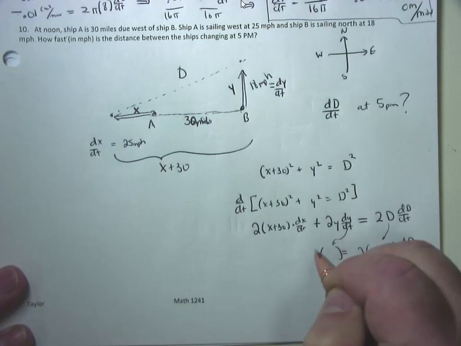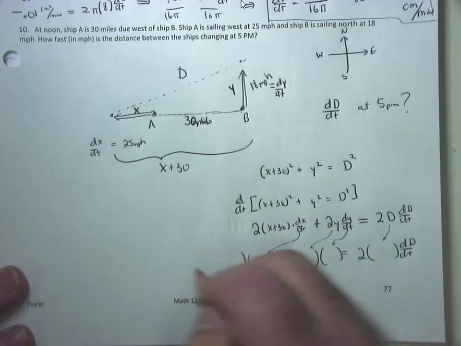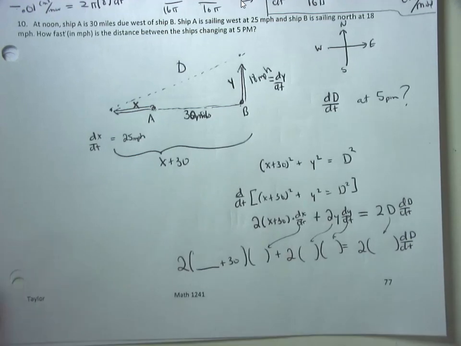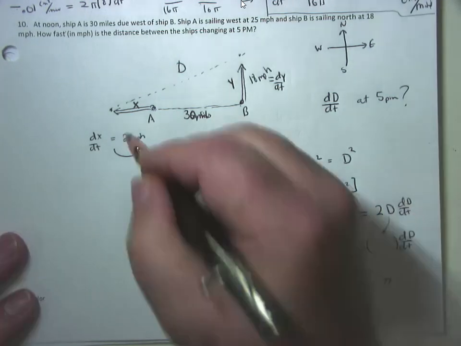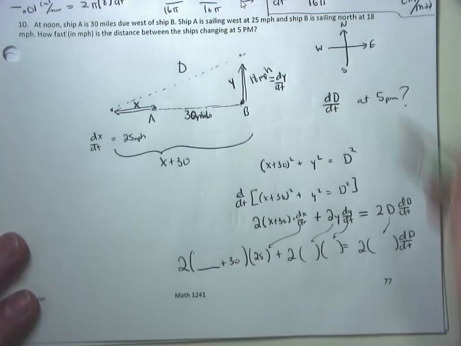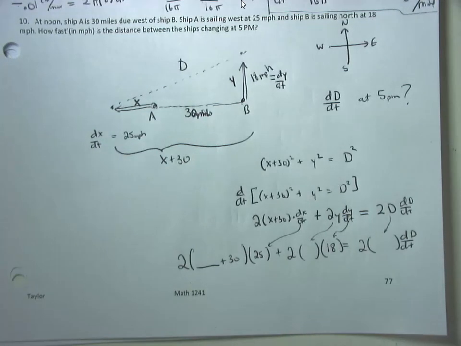There's your dy/dt, here's your y, here's your 2, plus here is your dx/dt, here is your x + 30, and here's the 2. But when you start plugging stuff in, you're going to see you've got a problem. I know what dx/dt is, that was 25. I know what dy/dt is, that was 18. What is x? What is y? And what is d? I don't know. I've got to go find them.